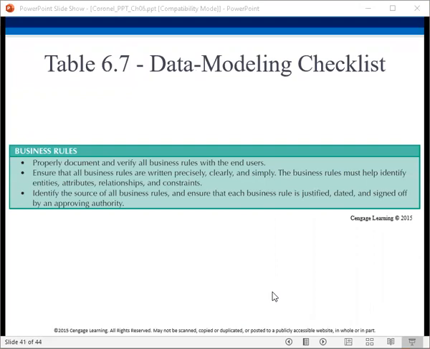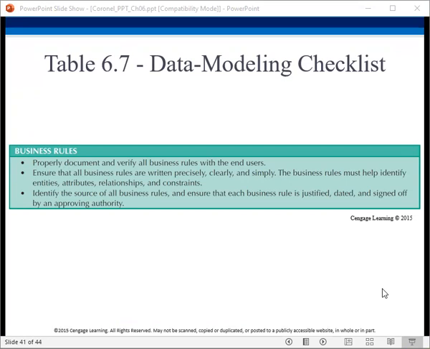Okay, so the checklist for our database is we want to properly document all the business rules. That's the requirements we gather. Make sure that they're written precisely, clearly, and simply. And those requirements are going to identify the entities, the attributes of each entity, the relationships between entities, and business constraints. So an entity might be instructor, the attributes might be the instructor ID, name, department, and salary.